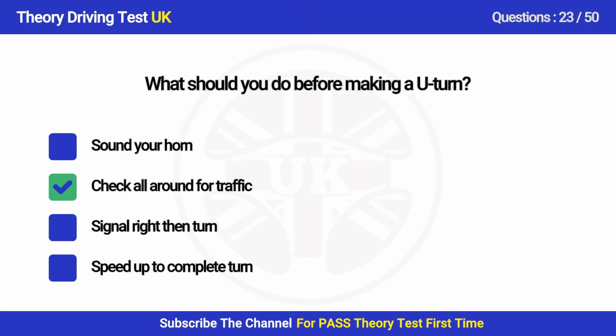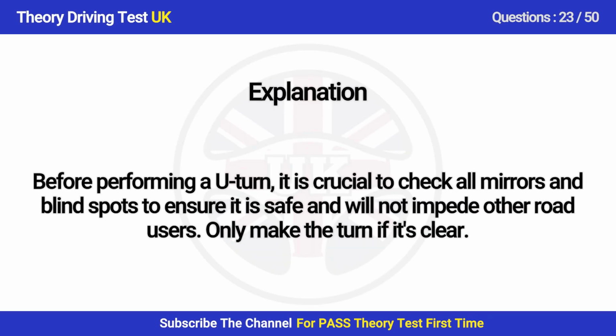Answer is B. Check all around for traffic. Before performing a U-turn, it is crucial to check all mirrors and blind spots to ensure it is safe and will not impede other road users. Only make the turn if it's clear.